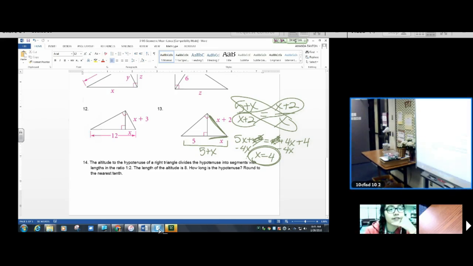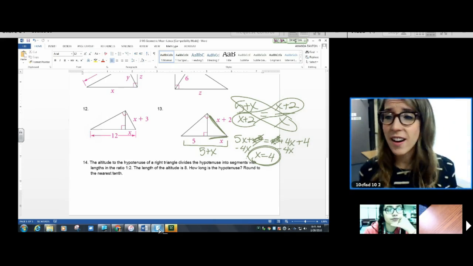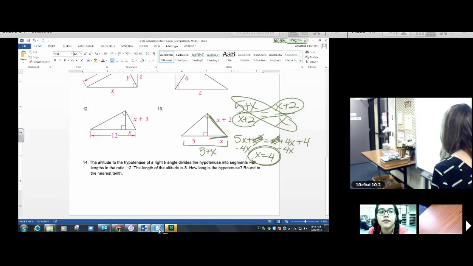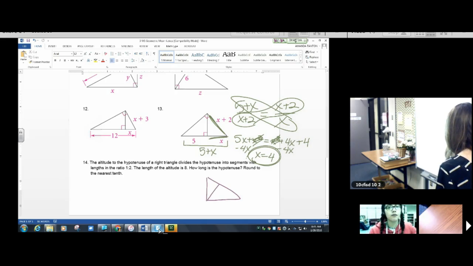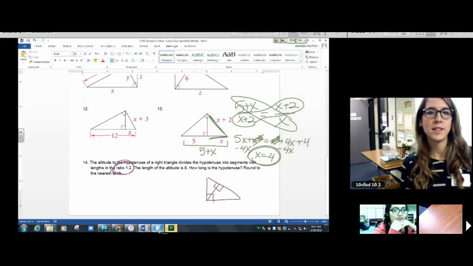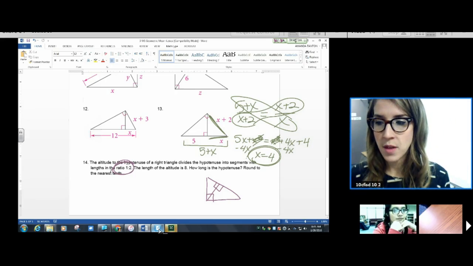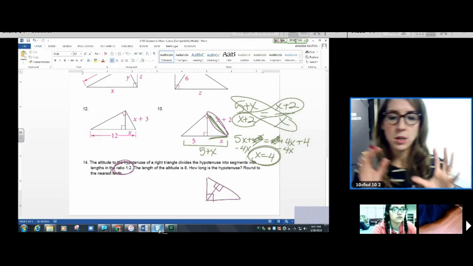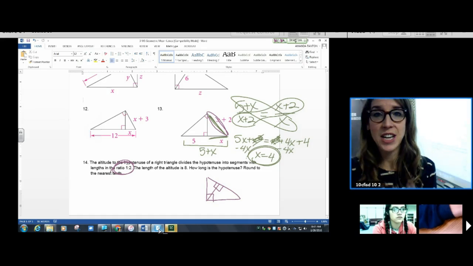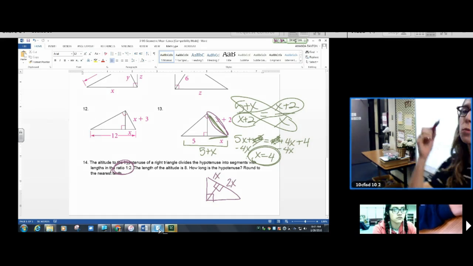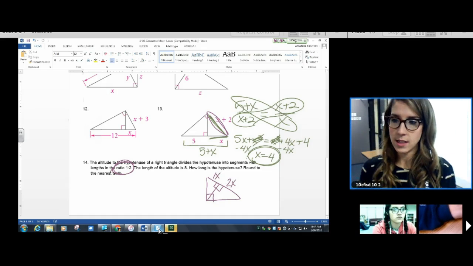The altitude to the hypotenuse of a right triangle, I would stop right there, and I would draw a picture where it's a right triangle and an altitude. The altitude to the hypotenuse of a right triangle divides the hypotenuse into segments with lengths in the ratio of 1 to 2. When I see that word ratio, that is a key word to me. When you say ratio, it should clue you in. It should be a red flag. I need to attach an x to each of these because this does not equal 1 and this does not equal 2, but it's in the ratio of 1 to 2. So I'm going to label it 1x and 2x.